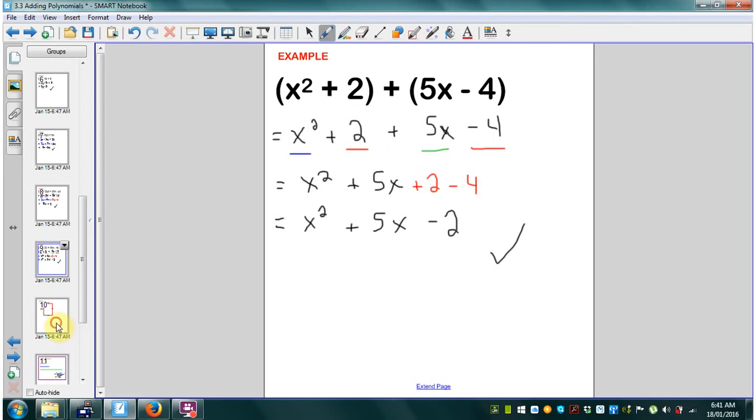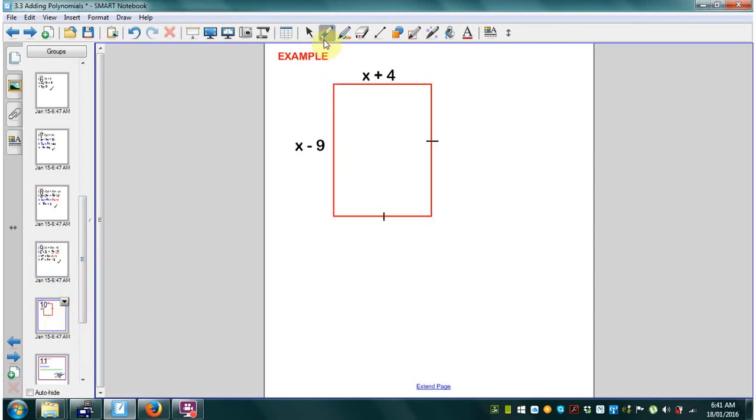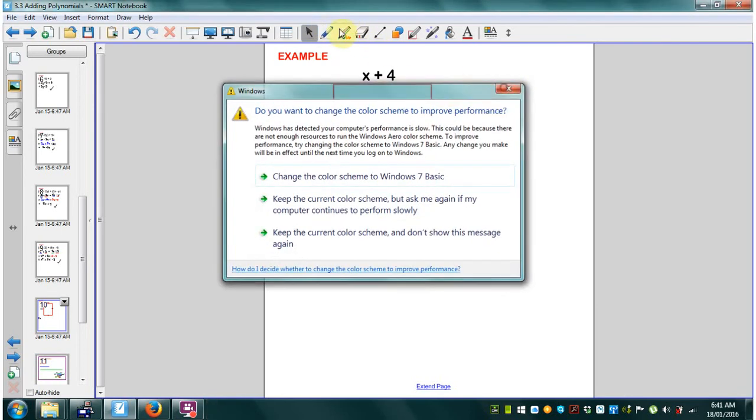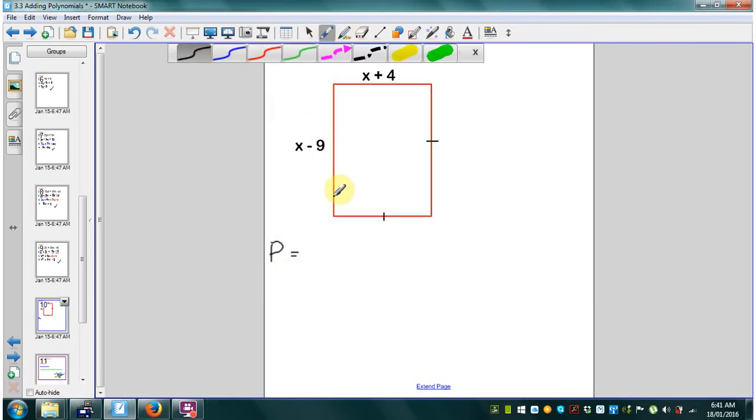Okay, last example for today. Alright, here, I want you to write this down and you're asked to find the perimeter. So our perimeter, and I'm just going to call it P. Remember, it equals all sides added together. Okay, but now we don't have numbers, we have polynomials here, but it's the same procedure as before. So we have to add together all of our sides.